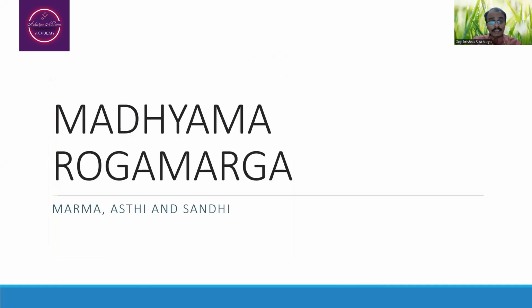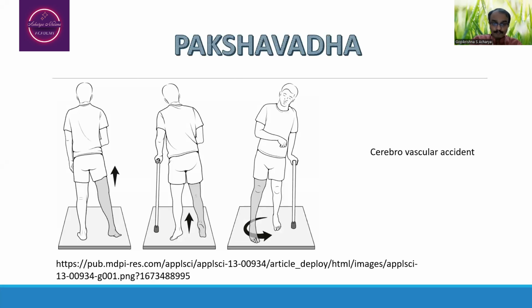Now, regarding the Madhyama Rogamarga affliction, regarding the different examples. So here, whenever you speak about the Madhyama Rogamarga, there may be a possibility of involvement of the marma or vital parts and asthi, that is the bones, and sandhi, that is the joints, that may be afflicted, as well as there may be a possibility of the kandara and snayu, which are connected with the asthi and sandhi, that can be afflicted here.